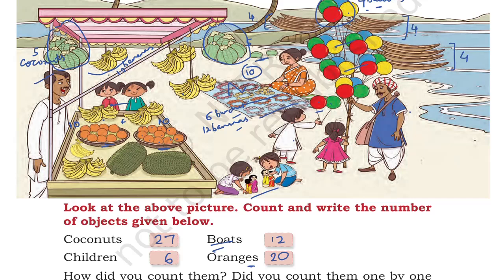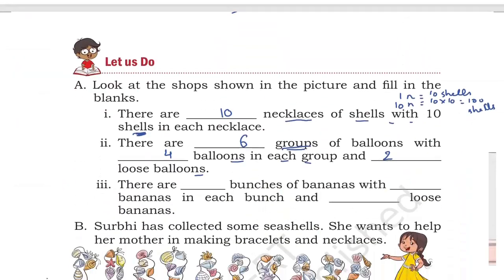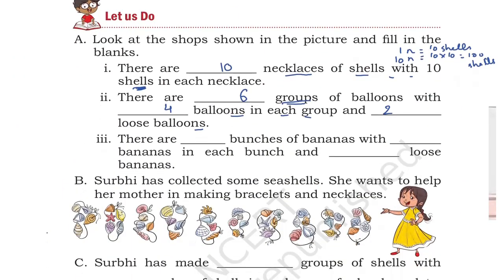Now next we need to see how many are the loose bananas. We see some loose bananas put down here. How are we going to count? We'll look at these black dots to make sure that we get the right number. 1, 2, 3, 4, 5. 5 loose bananas we have. Let's write it down. There are 6 bunches of bananas with 12 bananas in each bunch, and there are 5 loose bananas that we counted. Very well done. We're done with the first question.